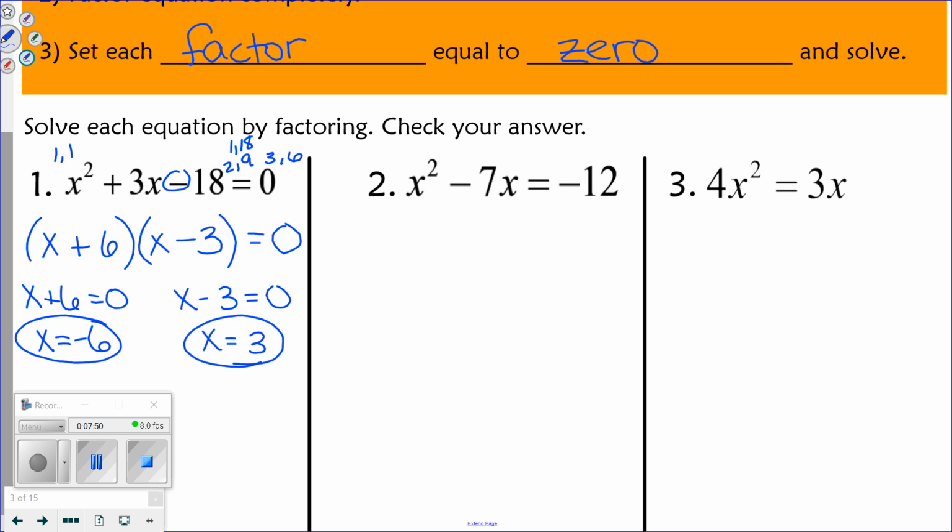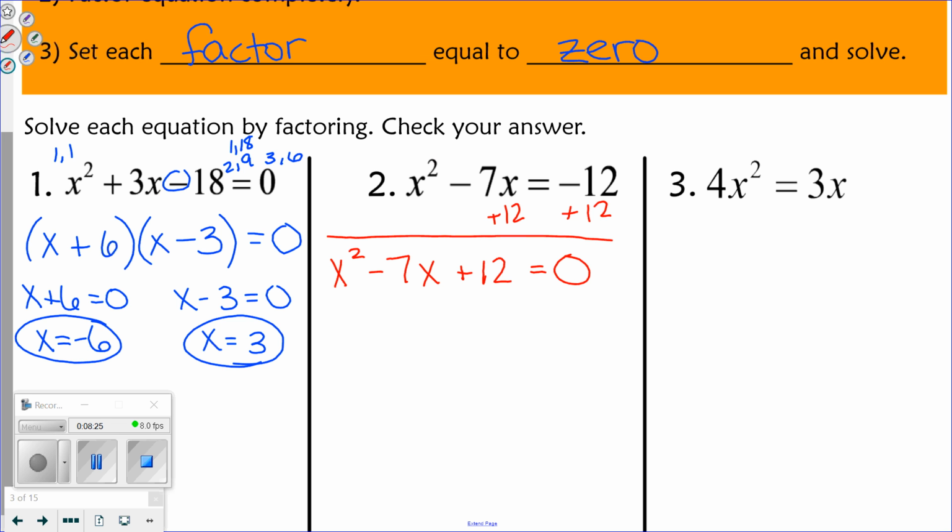All right, what about number 2? What's your first thing you ought to do with number 2? Even before that, it needs to be set equal to 0. So that's first step of standard form. This has to be your x squared, then your x, then your number, and then equals 0. So we're going to have to add 12. Does the 12 actually add to anything on that side? No, there's no like terms there. So we're going to have x squared minus 7x plus 12 equals 0.